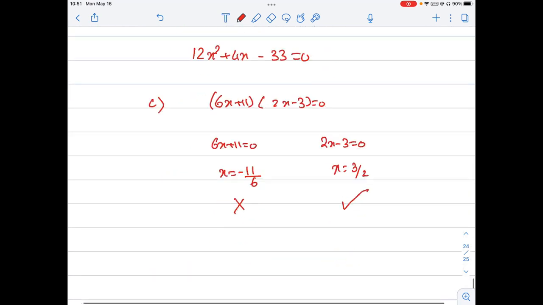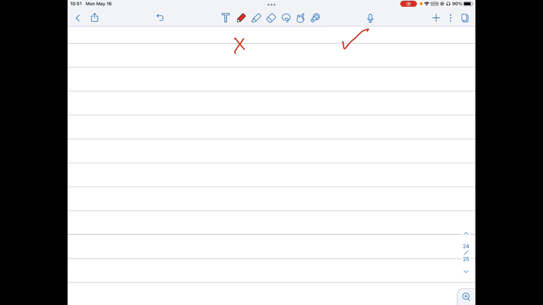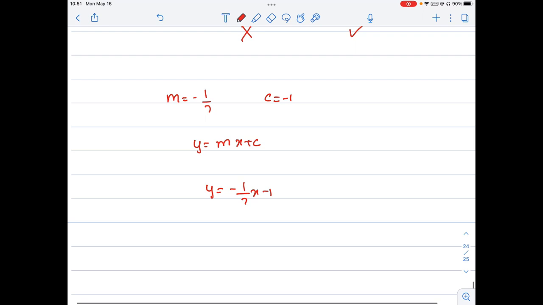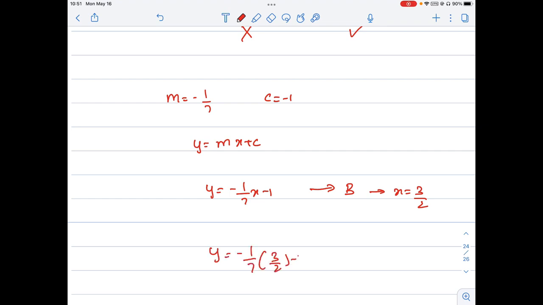So the equation of the line, we know that the gradient was negative 1 upon 7 and the y-intercept is going to be minus 1. So the equation will be y equals mx plus c. So y equals negative 1 upon 7x minus 1. That's the equation. Now it intersects the curve at B. At B, what was the value of x? The x value was 3 upon 2. So y equals minus 1 upon 7 times 3 upon 2 minus 1.